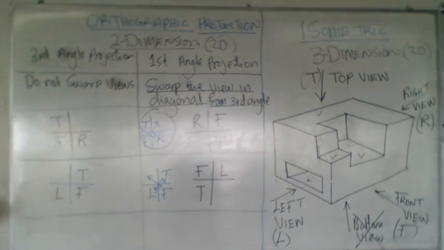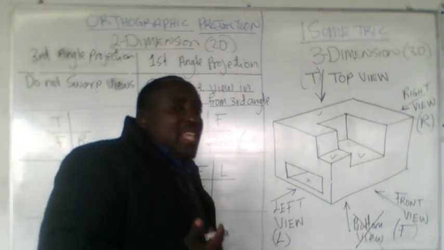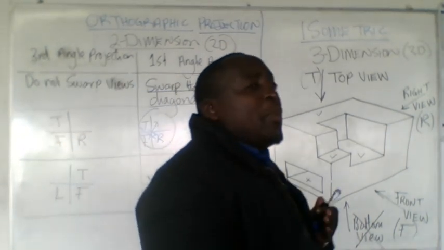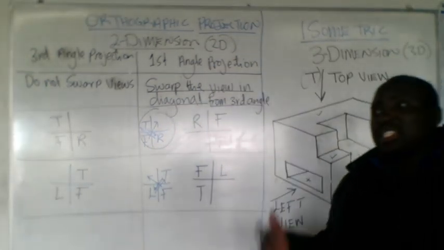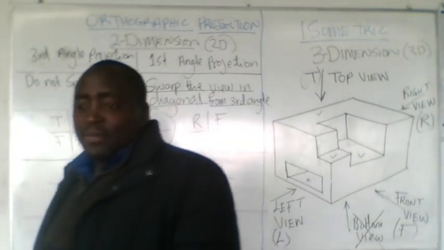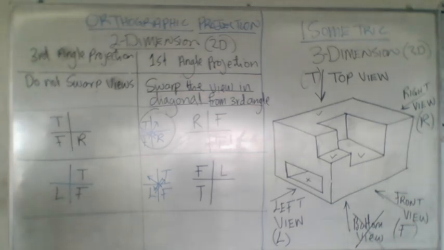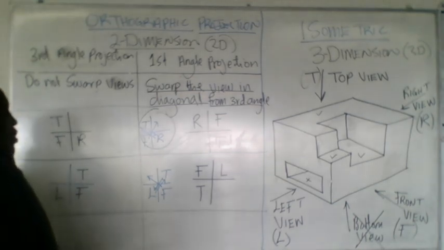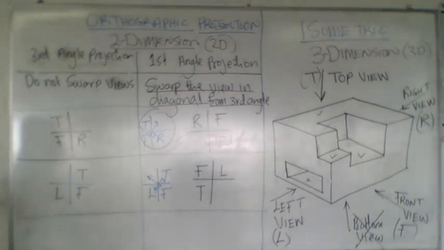So which one is the original? Third angle projection. First angle projection is just the mirror of third angle projection, but the positions are just swapped. The drawing is the same, it doesn't differ. It's just the views that have been swapped. Is that clear? Now, when we talk of these views, top, front, right, what are we talking about?